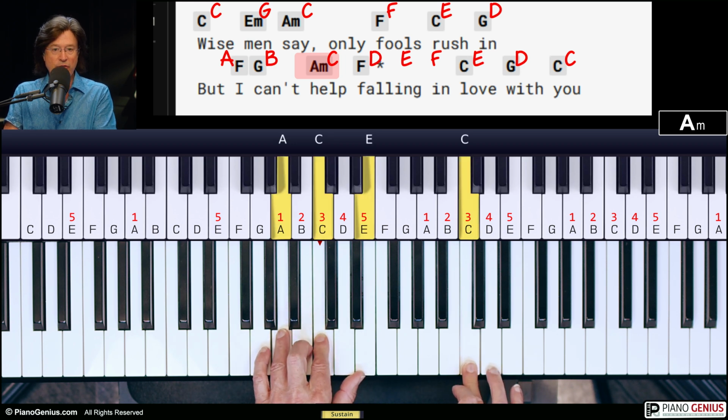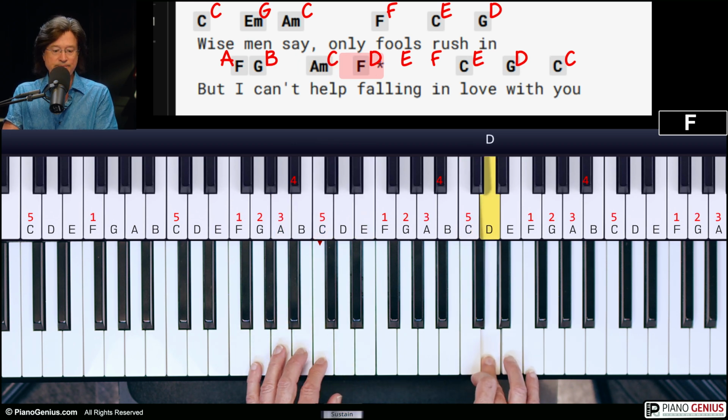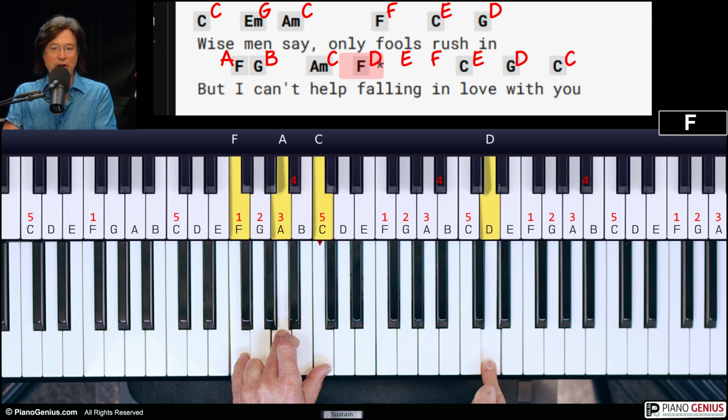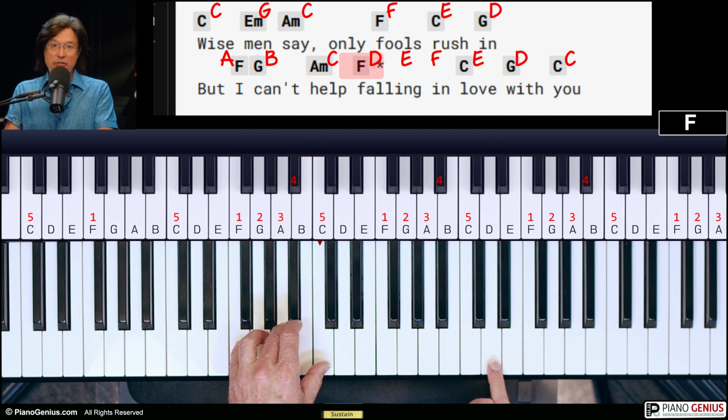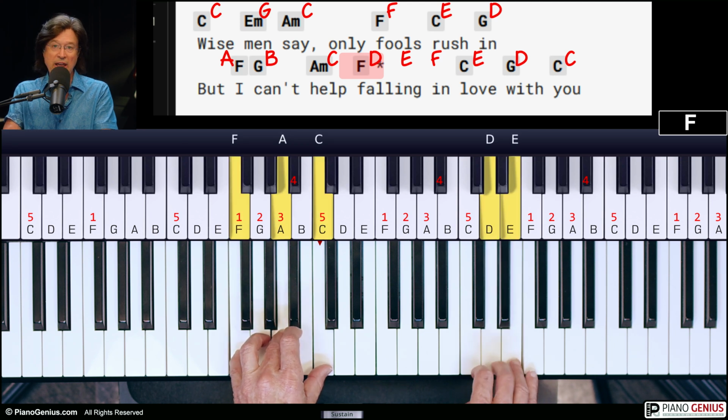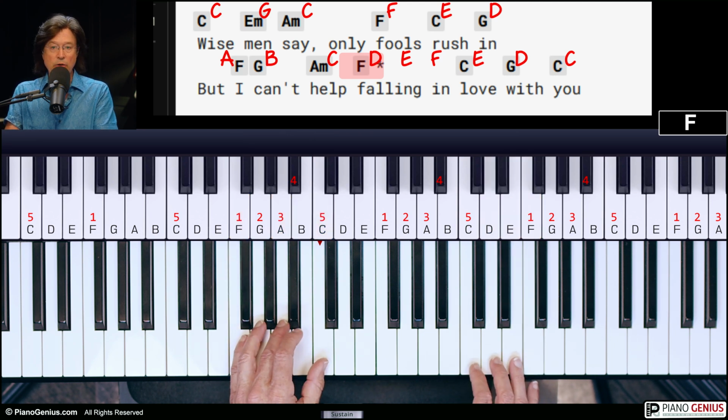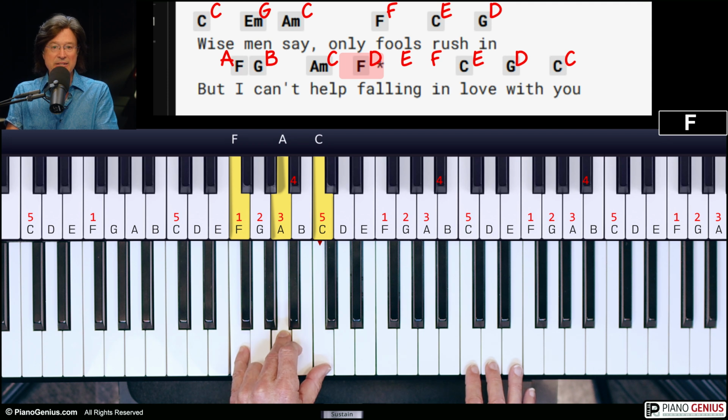And then for the F, falling. Listen to this: falling. We're playing an F chord here, but it's a D note, which means the chord doesn't support the melody note, okay? So you either just have to know that and sing it: falling in, falling in. That feels a little awkward, right? The alternative is to add it to the chord.